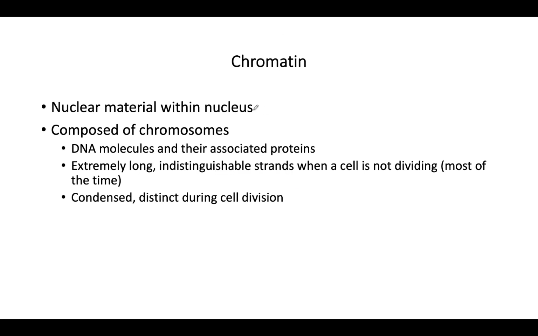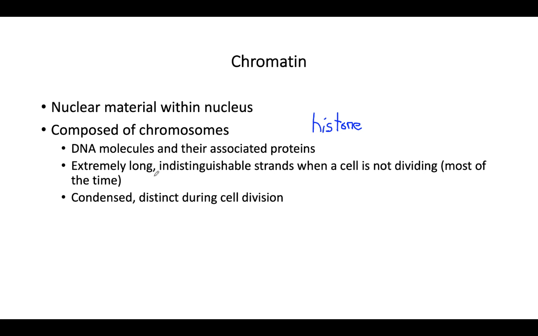Chromatin is the nuclear material within the nucleus, in other words DNA, composed of DNA molecules and their associated proteins. Chromatin exists with DNA, and this DNA binds with protein together. The name of the protein is histone. Histone proteins bind with DNA and they are located inside the nucleus.